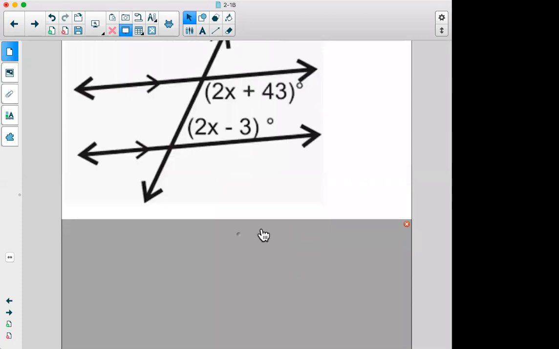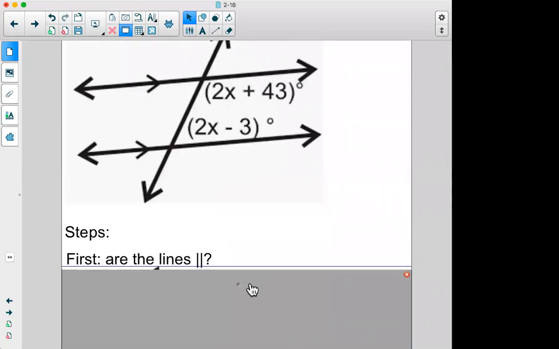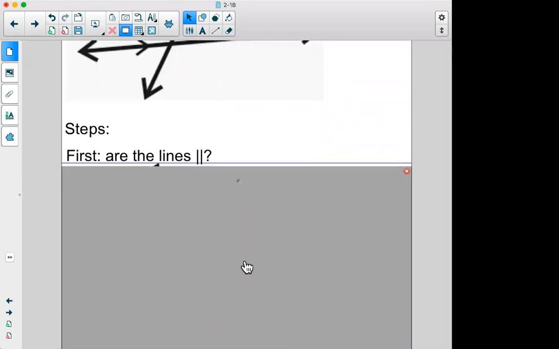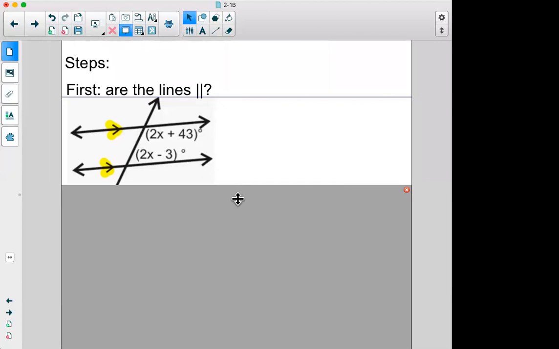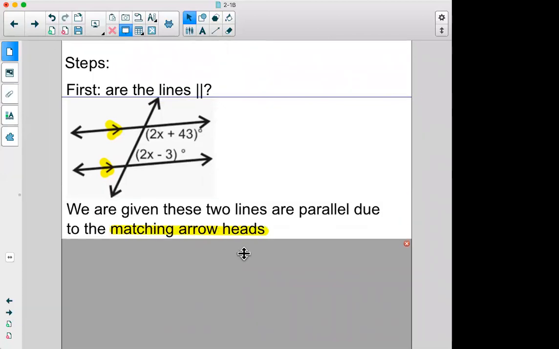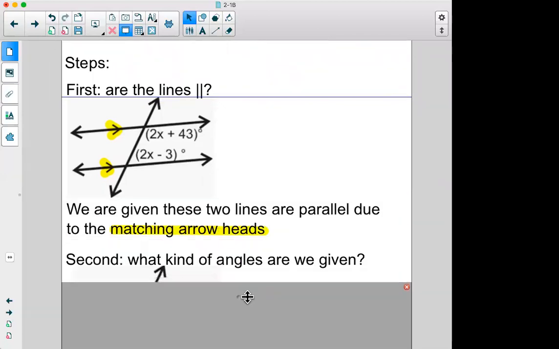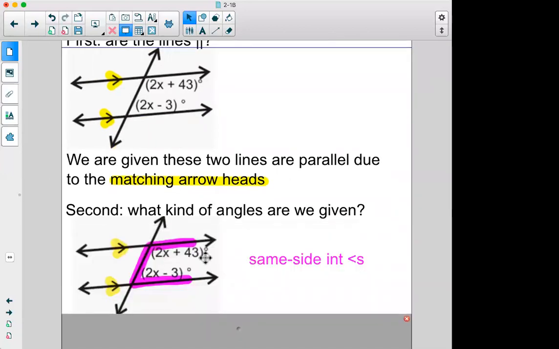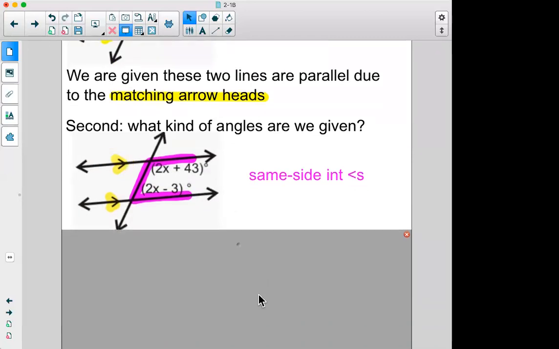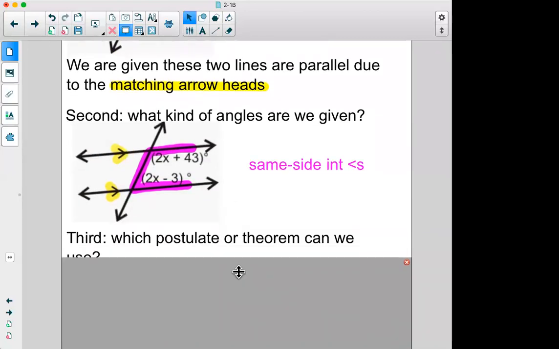The first thing you would do is you'd ask yourself, are the lines parallel? And because we see the arrowheads, we say, yes, they are parallel lines. Only then can we use these properties. And then we'd ask, well, what kind of angles are we given? We see the U, so we know those are same side of the transversal, and interior, same side interior angles. So now we know we have parallel lines and same side interior angles.